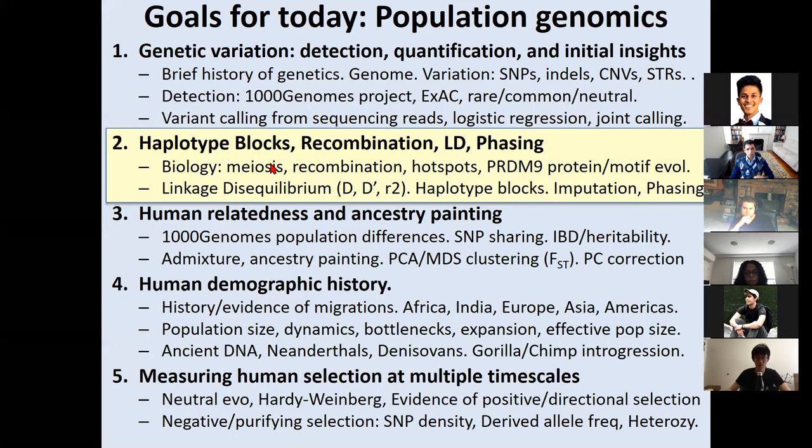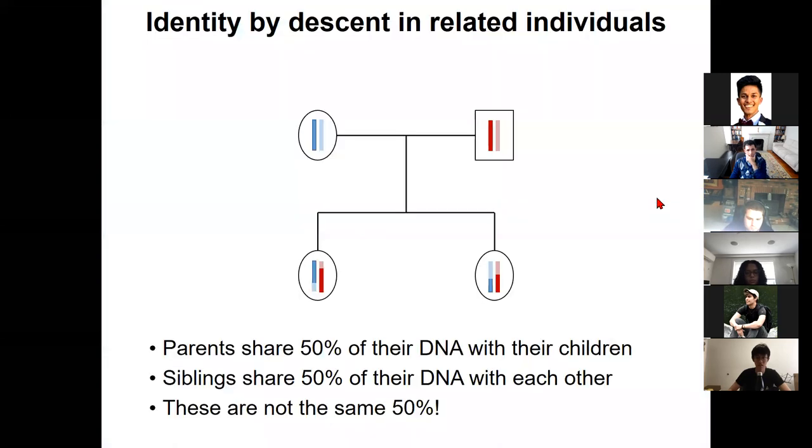So we're going to first do a quick introduction of the biology of meiosis and recombination and where these hotspots are coming from, and also this PRDM9 protein and its motif evolution, and then talk about linkage disequilibrium, about haplotype blocks, and about imputation and phasing.